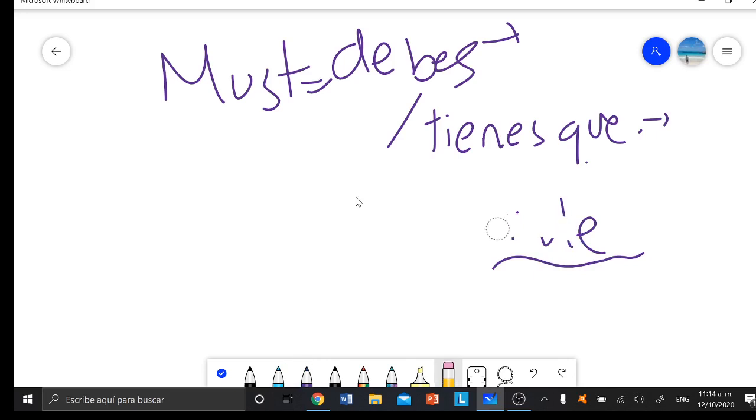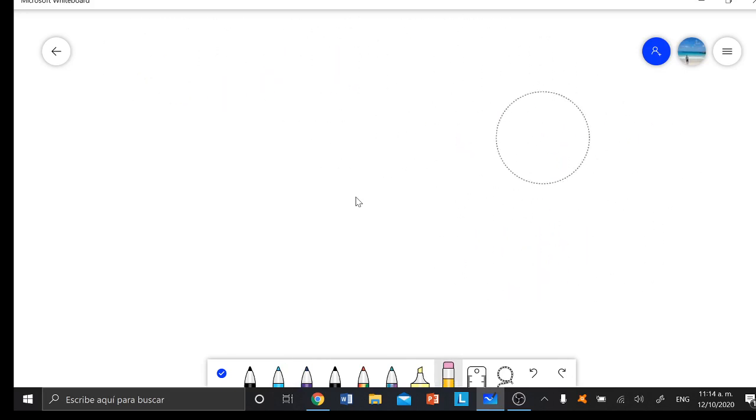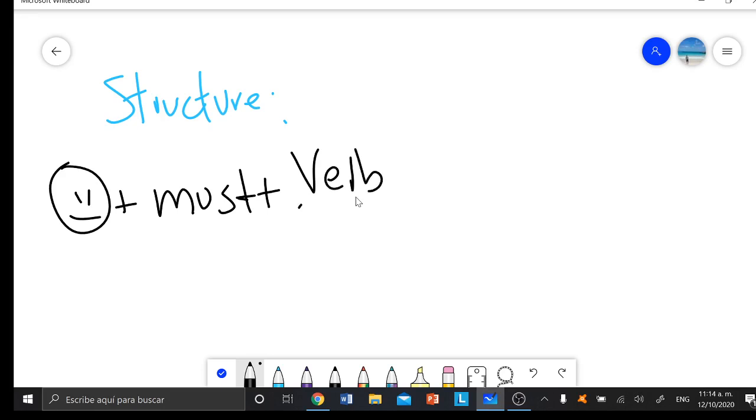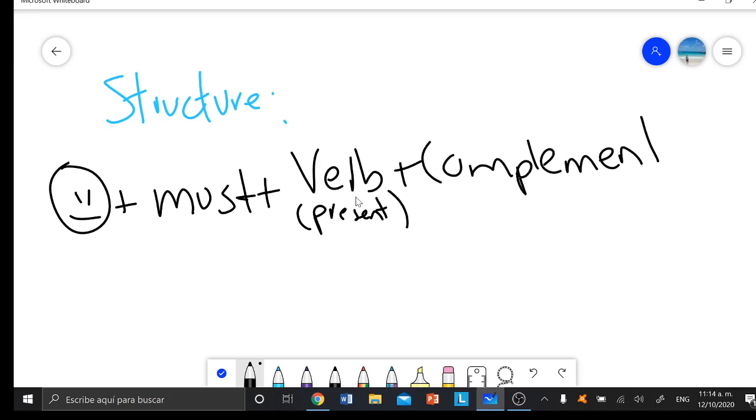So, going back to the explanation or going back with the structure, siguiendo con la instrucción, this is going to be the structure. Esta es la estructura. We start first of all with the subject and then the word must. After must, we write any verb in present or any verb in base form. And finally, we write our complement. As simple as that, así de sencillo.